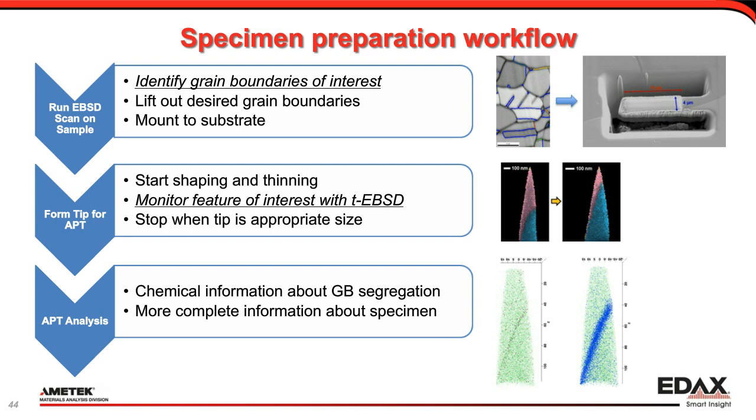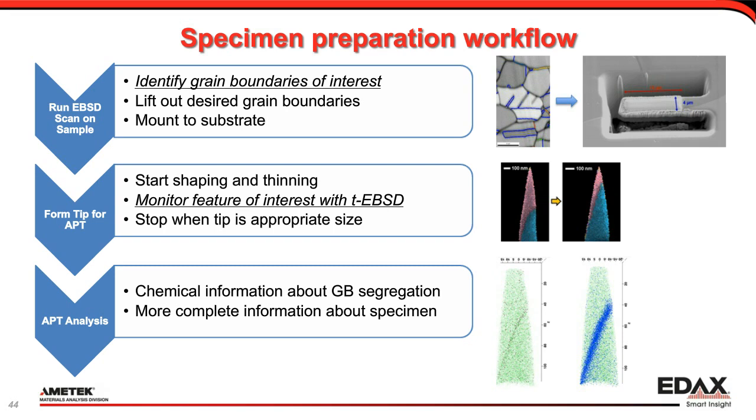Next, we can start sharpening and thinning the sample and monitor the feature of interest with transmission EBSD as the sample gets thinner and thinner, and that will really enable us to target that grain boundary or other feature at the very apex of the tip.